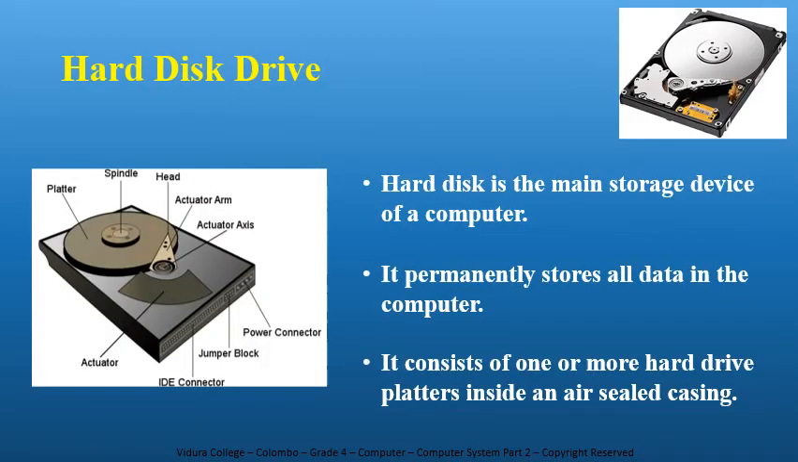Hard disk drive. Hard disk is the main storage device of a computer. It permanently stores all data in the computer. It consists of one or more hard drive platters inside an air-sealed casing. If you look at the diagram, you will see the platters.